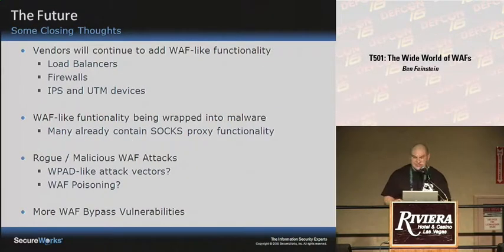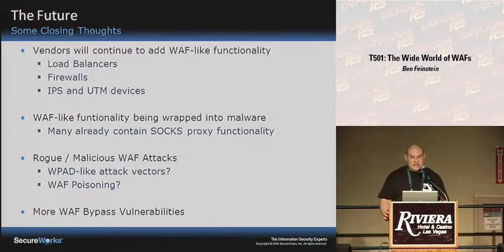So some closing thoughts on the future of web app firewalls and these kind of things. Vendors are going to increasingly add WAF-like functionality to their products. You've got high-end load balancers, firewalls, IPSs, UTM devices. They're all adding web protection kind of functionality. I could even see WAF-like functionality being wrapped into malware. A lot of these malware Trojans already have SOCKS proxy functionality in them, so basically the attackers can proxy their traffic through your compromised host. So potentially they could add some sort of web app proxying functionality there.